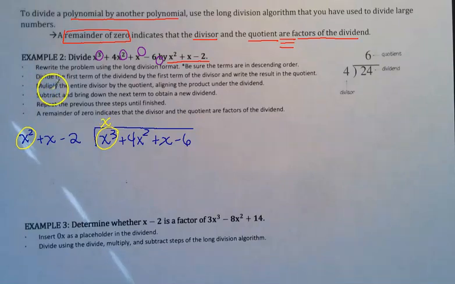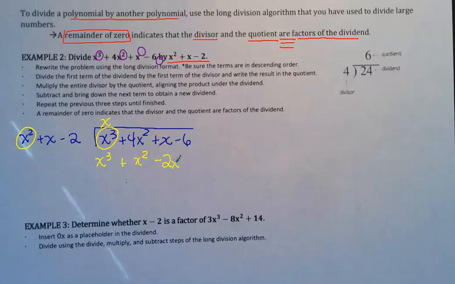Next step, we're going to multiply the entire divisor by the quotient, aligning the product under the dividend. So we're just going to do x squared times x. Well, that's x cubed. Plus x times x. Well, that's plus x squared. Notice I'm lining it up, or aligning them. Negative 2 times x is negative 2x.